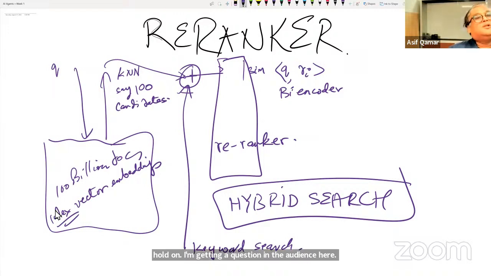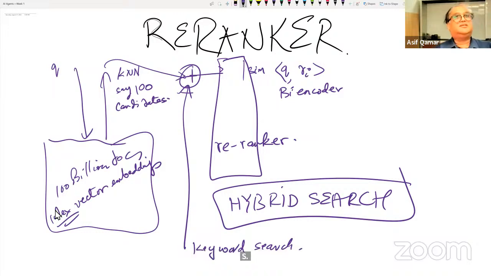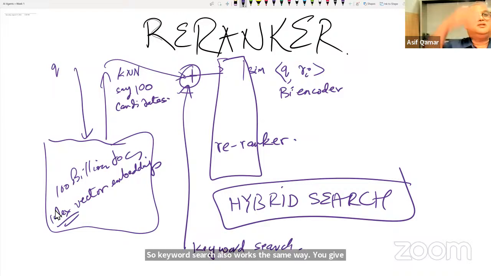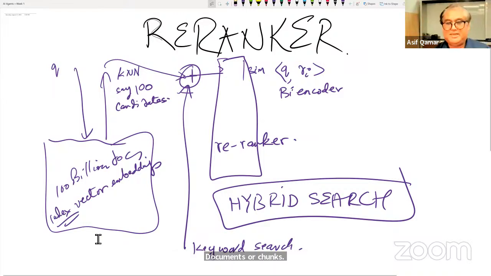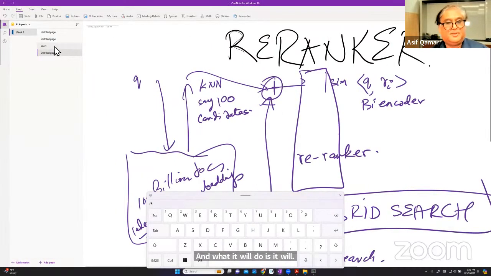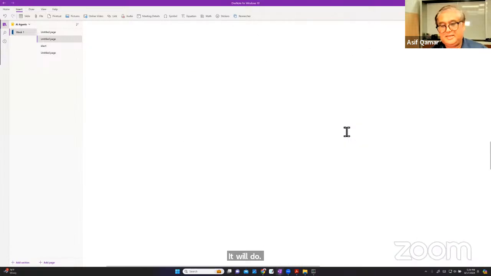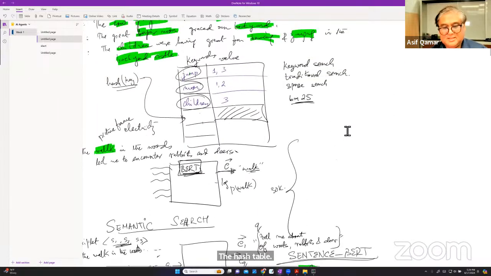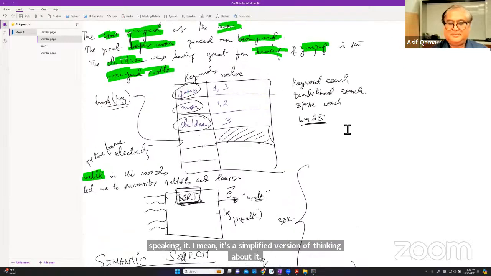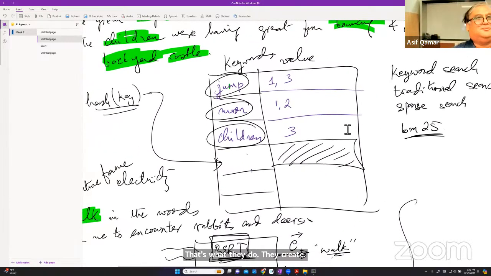That is right. So not only are vector comparisons cheap, you're comparing against barely 50 or 100 inside the pass. So keyword search also works the same way. You give the same documents or chunks, and what it will do is it will shred it. Remember how I mentioned keyword works? It will do the hash table. Roughly speaking, it's a very simplified version of thinking about it, but that's what they do. They create this table, right? And you just look up the table for the keywords. The results you feed in can be very fast, right?